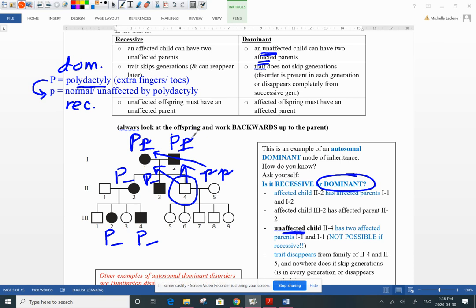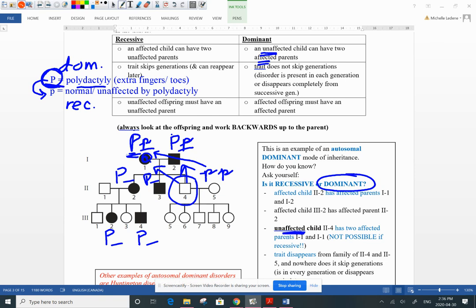Now, can I call this person a carrier because they have a little p allele? No, this is a dominant trait. They have the trait. They have the big P. They're shaded in. They have extra fingers and toes. They're not carriers. They have it. They're affected with it. They are heterozygous. Okay, so be careful when using that terminology. A carrier is only used if they carry a recessive allele, but don't show the recessive trait because the dominant is going to protect them from it. When you have the dominant trait, you have the dominant trait. You're not a carrier, right? You have it. You are affected.